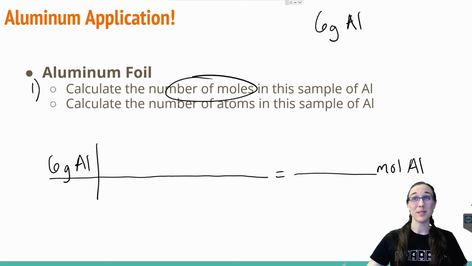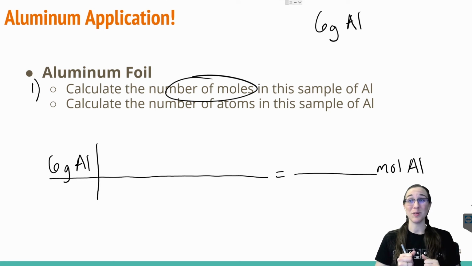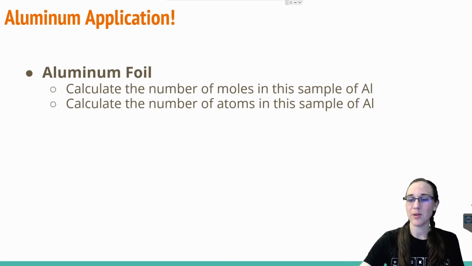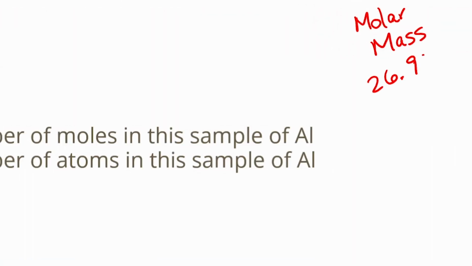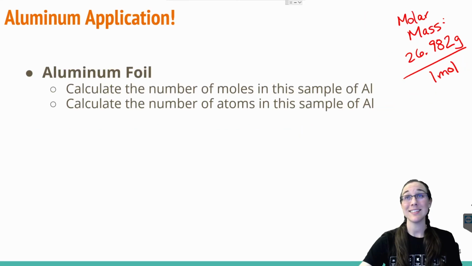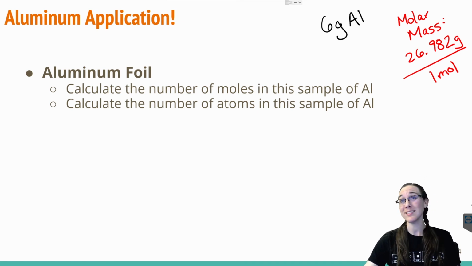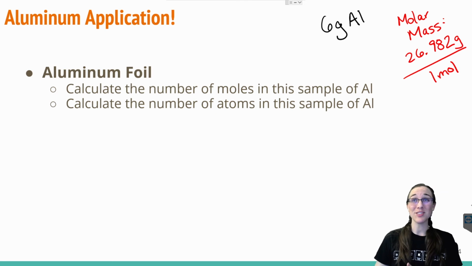To get from grams to moles or moles to grams, we always need to use our molar mass, which you need to look at your periodic table for. When you look at your periodic table, you see that it has 26.982 as its molar mass for aluminum. So we know that aluminum's molar mass is 26.982 grams per mole. As I said before, we also know that 6 grams is the amount of aluminum I currently have on my scale.